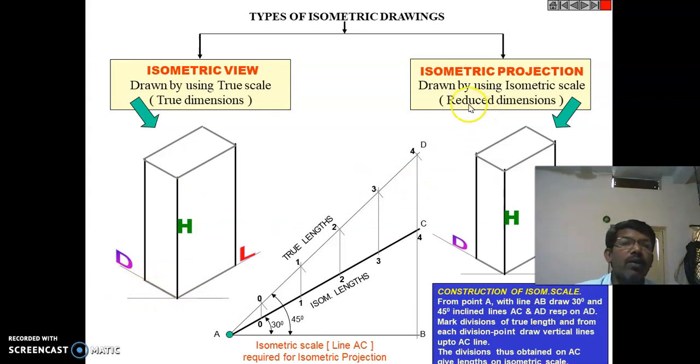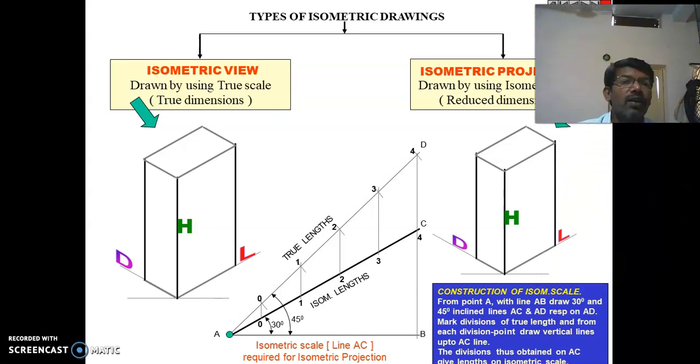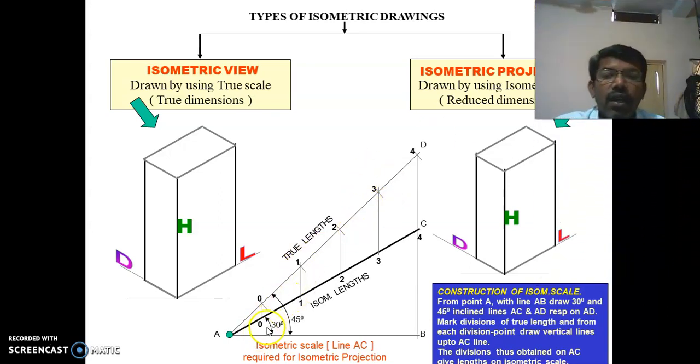Coming to the point of isometric projection, it is drawn by using the isometric scale. So what is an isometric scale? Here you can see a line AB, and to form an isometric scale or isometric lengths, there is a very simple method. Draw a line AB and, from point A, draw a line inclined 45 degrees to AB. So now AD is a line inclined at 45 degrees with AB.